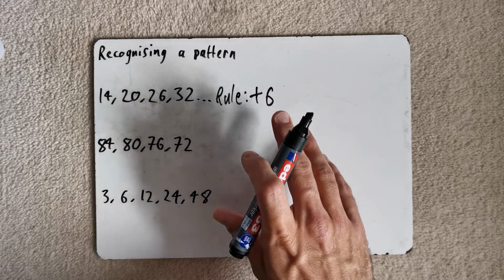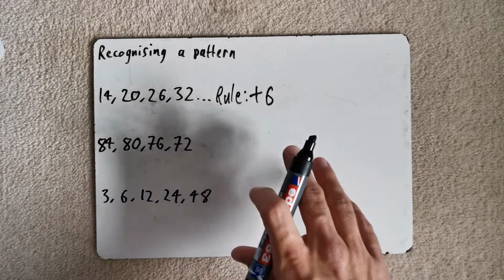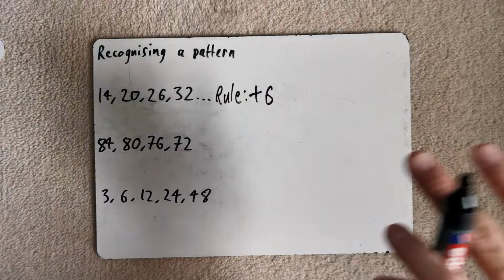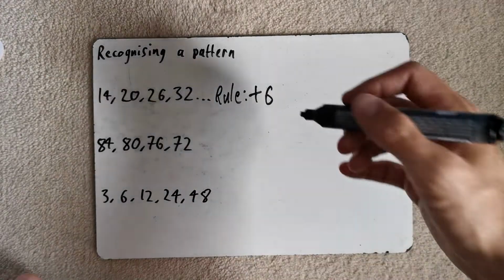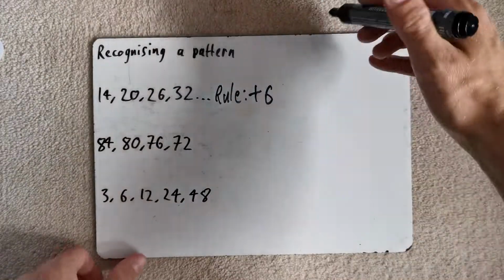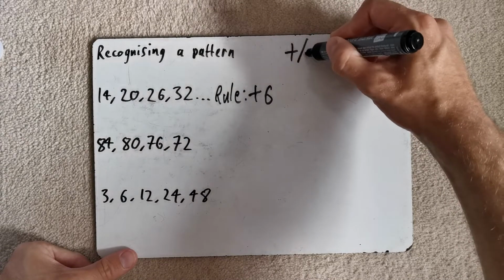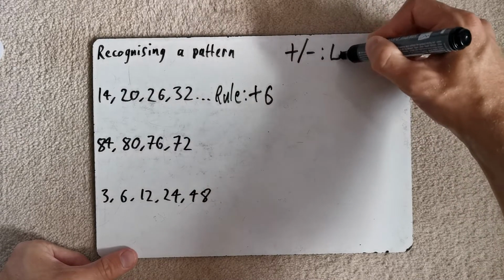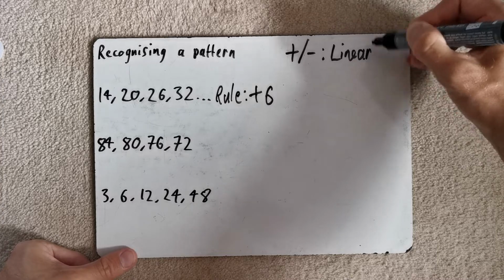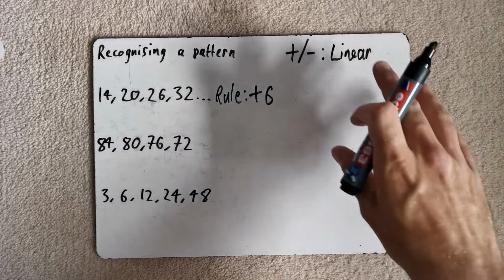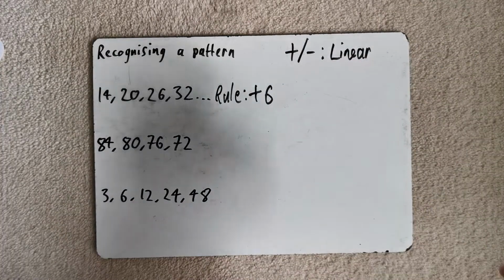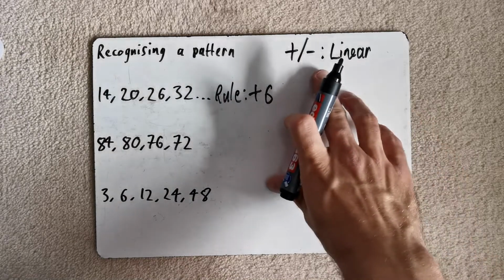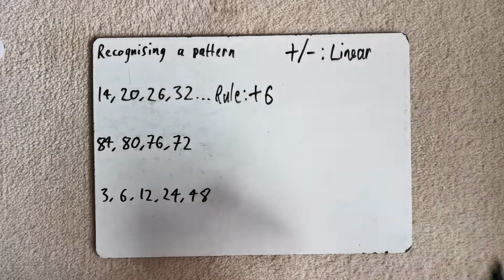Not always the case that it's going to be adding each time. You might have multiplying, you might have subtracting, you might have dividing. There might be completely different rules altogether. When you're adding or subtracting each time, those are called either linear sequences or arithmetic sequences. I'm just going to call them linear for now because they go in a line. Linear means going in a line.